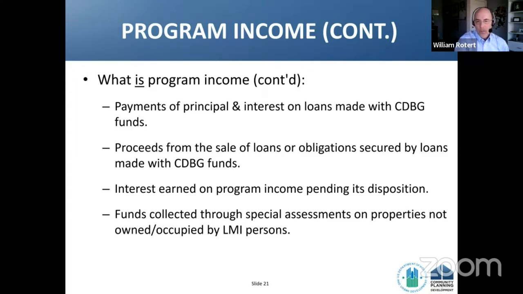It would include interest earned on program income pending its disposition. So if you happen to earn a little these days, that's probably not a lot of money, but it could happen. And funds collected through special assessments on properties that are not owned by low and moderate income persons. What does that mean? Most of you who have dealt with CDBG for a while know that there's a general prohibition against special assessments for people who are low and moderate income. But there are not limitations when it comes to people who are not low and moderate income people. So in some cases that might happen, and if that happens, that's considered program income. Okay, next slide.